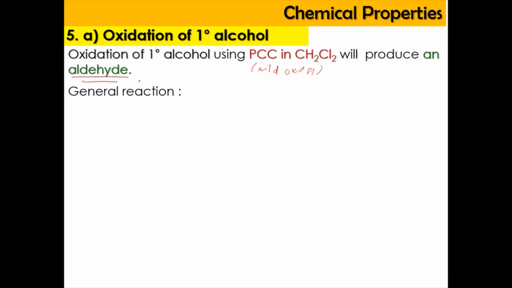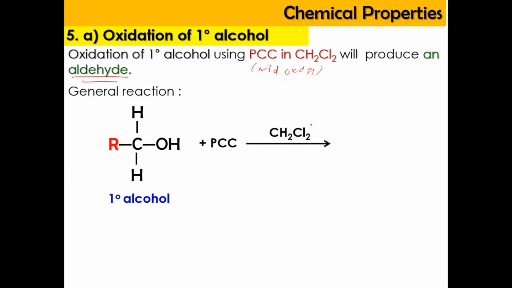So if we use a strong oxidizing agent, you get a carboxylic acid. If you use a mild one, you get an aldehyde. Let's say you have a primary alcohol with PCC, which is pyridinium chlorochromate, in the presence of an inert solvent, dichloromethane, what you get is an aldehyde. This is the carbonyl and it is attached to hydrogen. For a carboxylic acid, we have OH here.